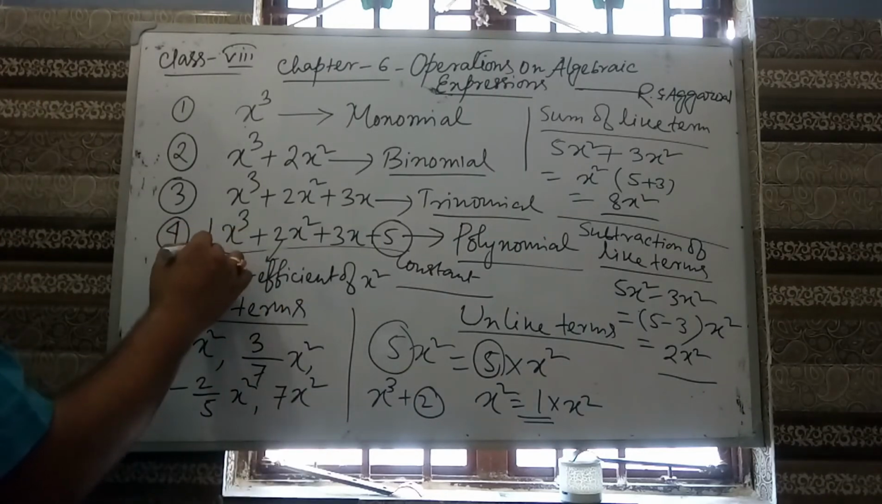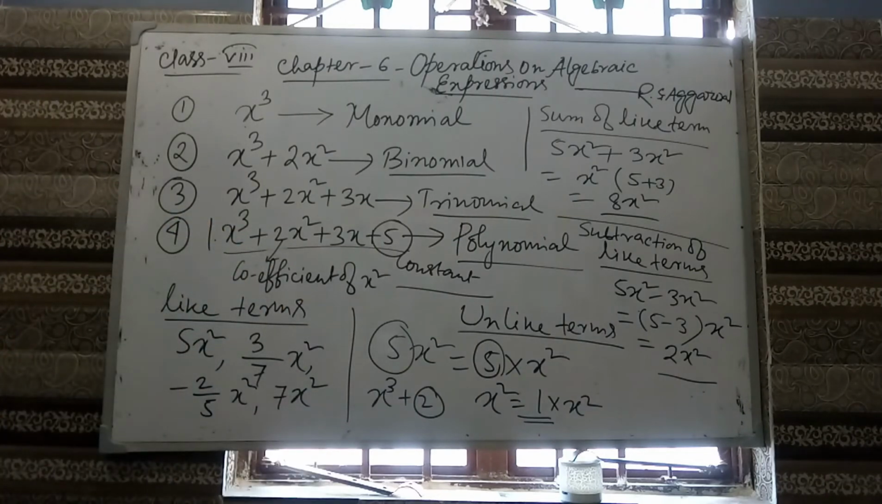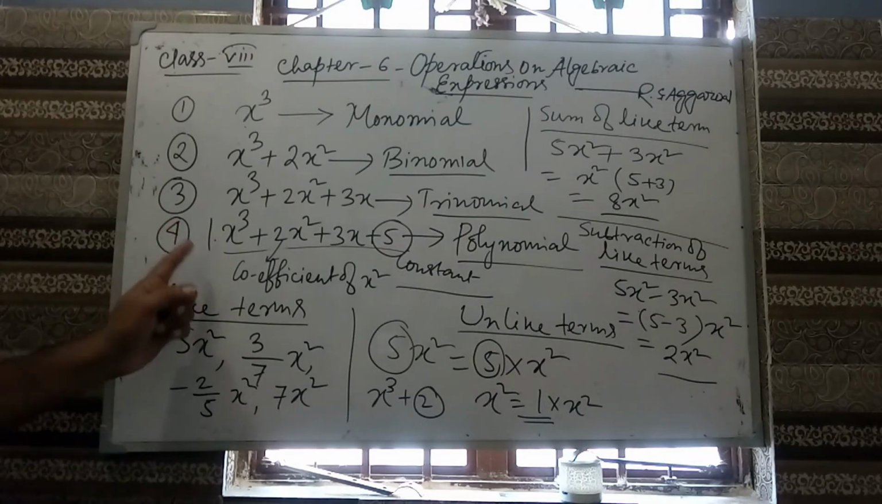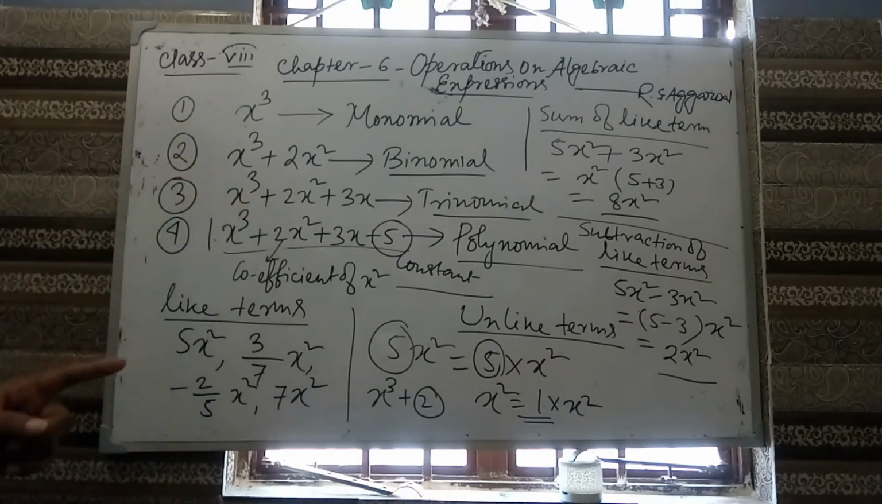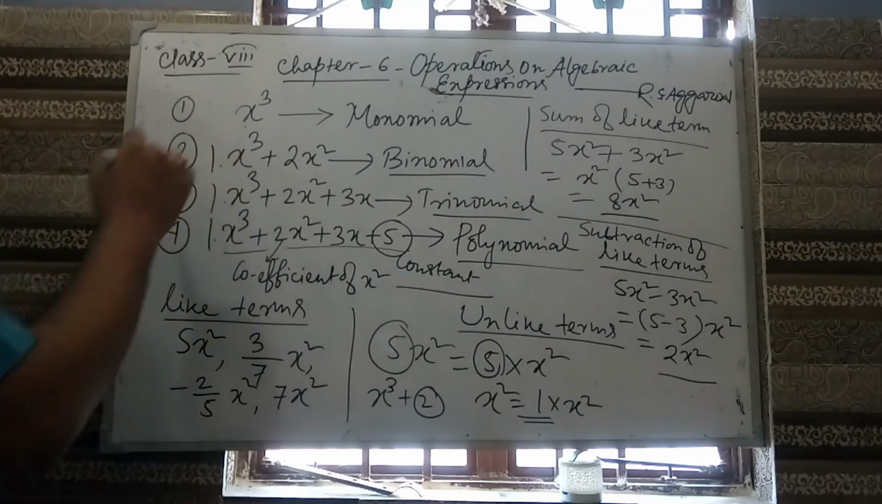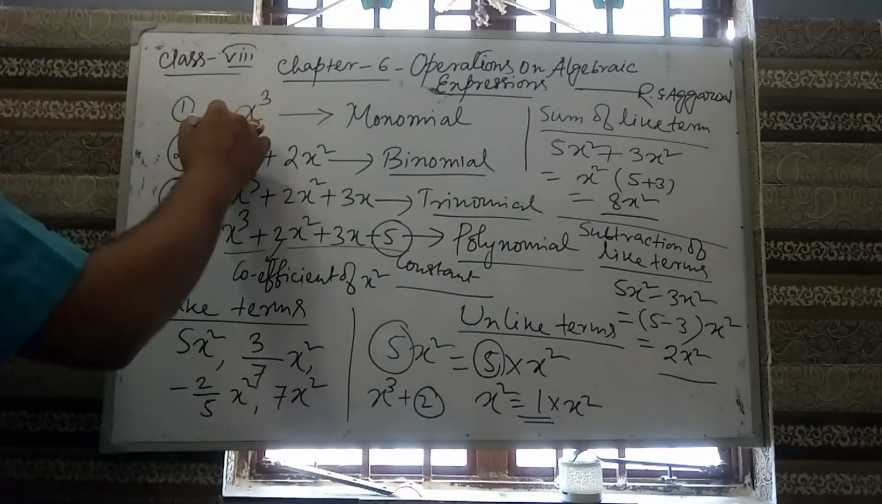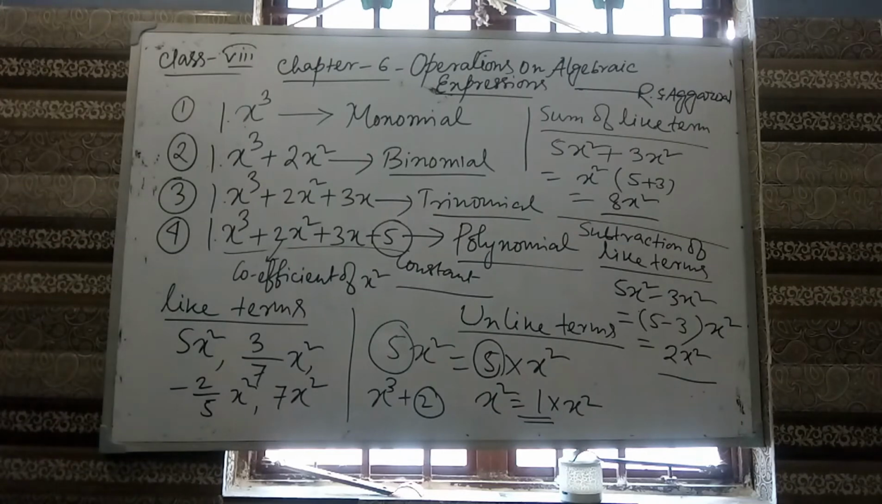Similarly here, we have nothing, which means we have 1. So 1 is the coefficient of x cube here. Here also 1 is the coefficient of x cube. Here, and here too, 1 is the coefficient of x cube.